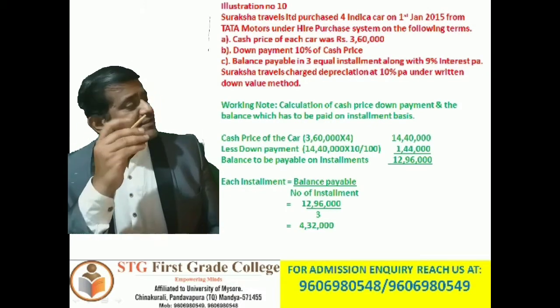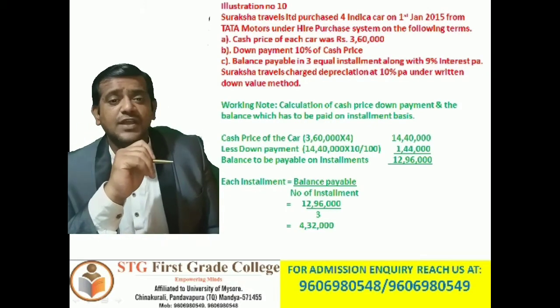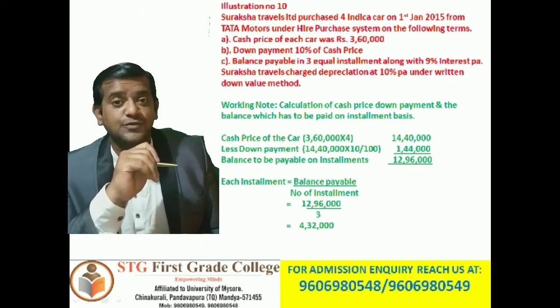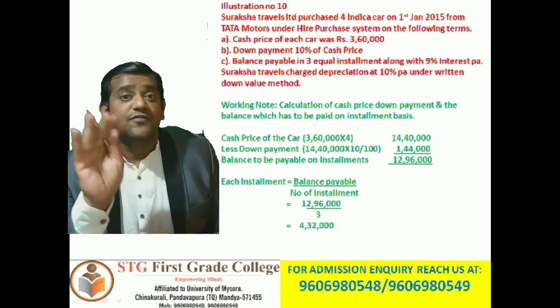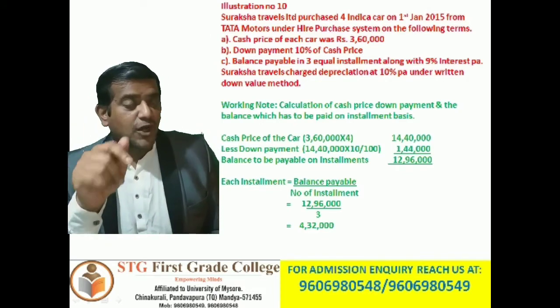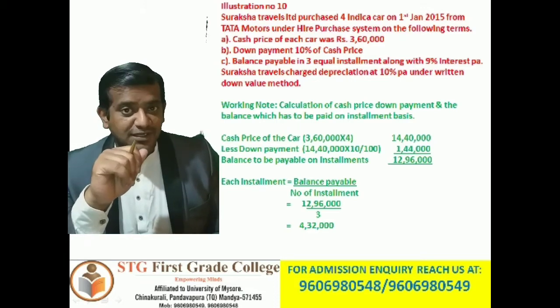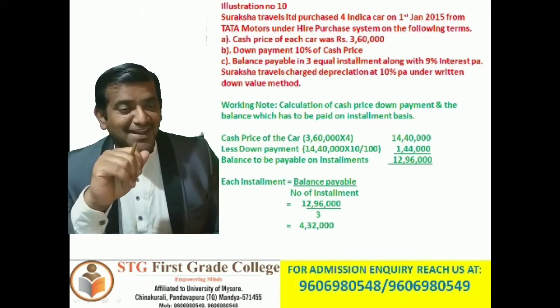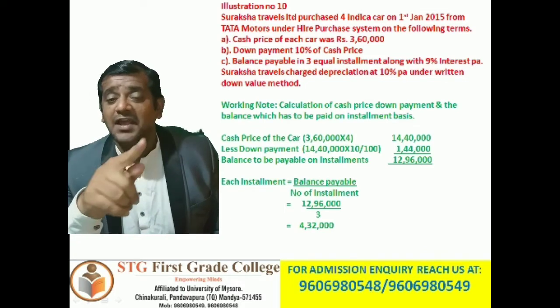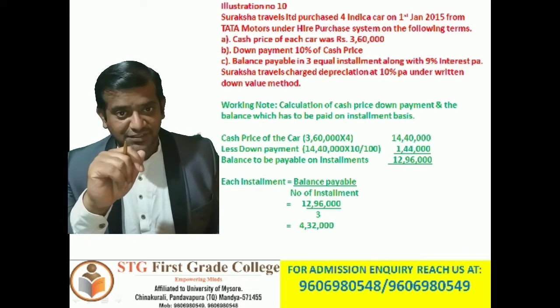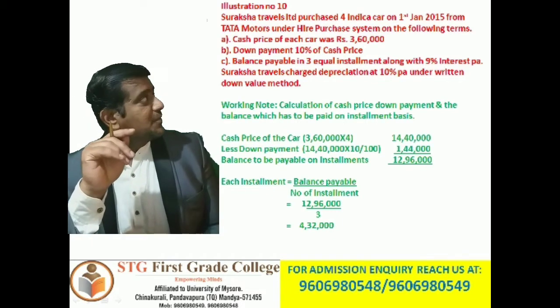Let us see. Point A clearly says the cash price of each car was rupees 3,60,000. So how many cars have Suraksha Travels bought? 4 cars. Each car costs 3,60,000. I think you got the idea, right? So while calculating the cash price, we have to multiply this 3,60,000 by the number of cars purchased. Okay, so let us go to point B.